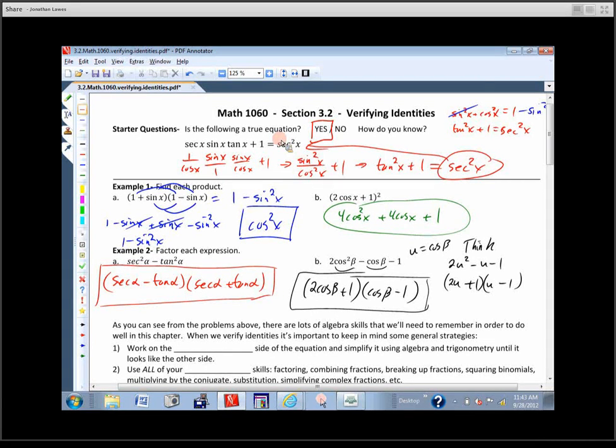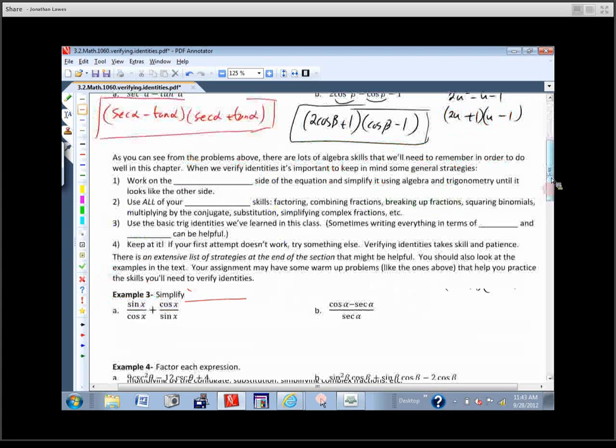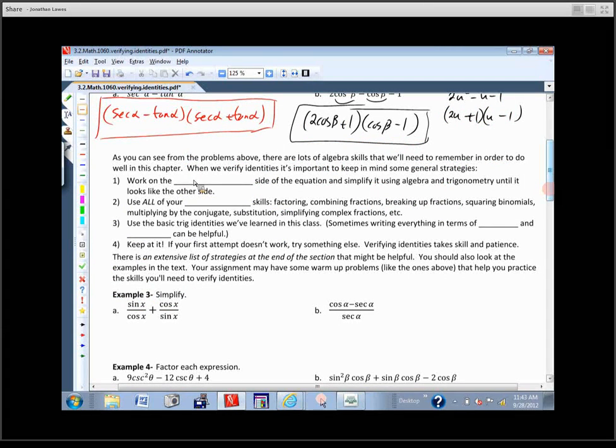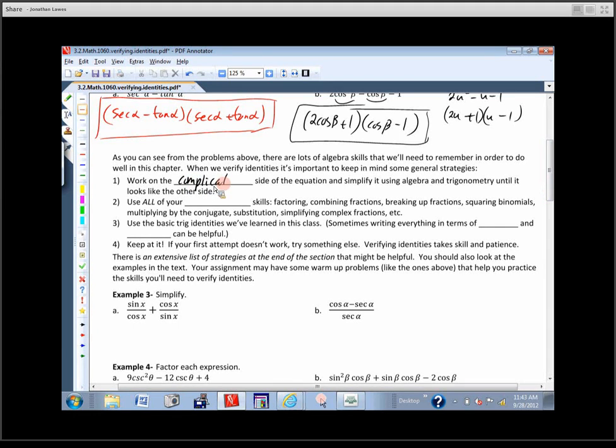Show the algebra and trigonometric work to verify it, to show somebody, you know what, I can take this ugly side right here and I can show you how it turns into this other side. Okay, so let's talk about some general rules. The first rule is work on the complicated side of the equation. We've been trained in math to work on simplifying things, and that's what works best. Start with the complicated side and simplify it until it looks like the other side.